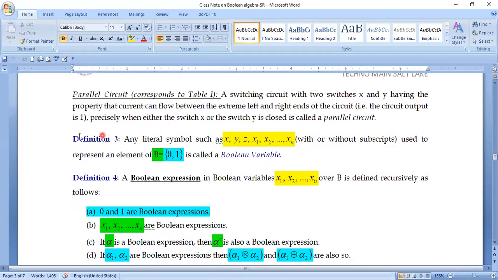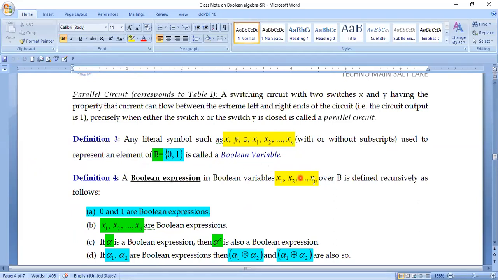Today I'm going to start from here, definition 3. And the first point that I want to make in this class is about the definition which is in front of your screen. It's a definition of Boolean variable. So what does it say? It says that literal symbols such as x, y, z, x1, x2, ..., xn, with or without subscripts, however you name it, doesn't matter, used to represent an element of B01, is called a Boolean variable.